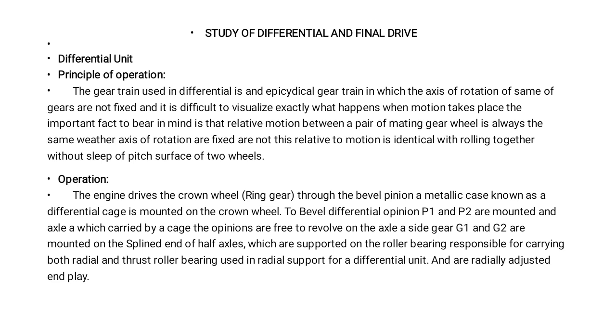Side gears G1 and G2 are mounted on the splined end of the half axles, which are supported on roller bearings responsible for carrying both radial and thrust loads. Roller bearings are used as a radial support for the differential unit and are readily adjusted for end play.